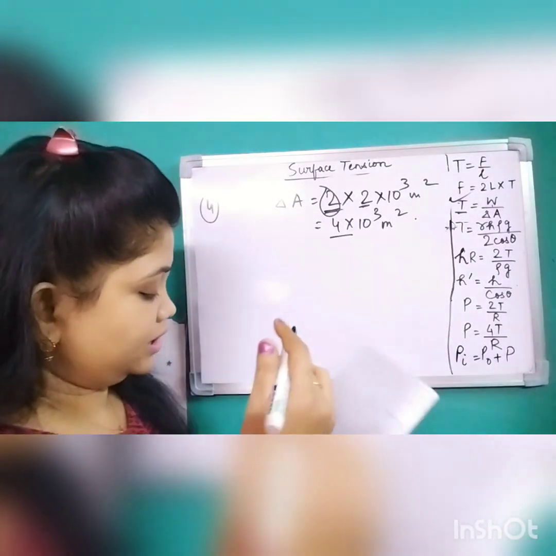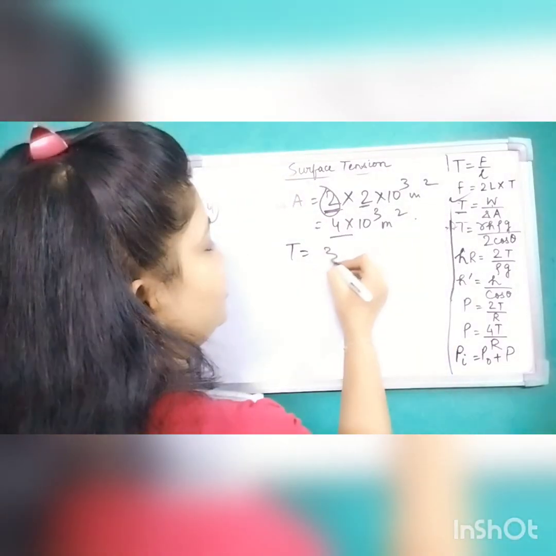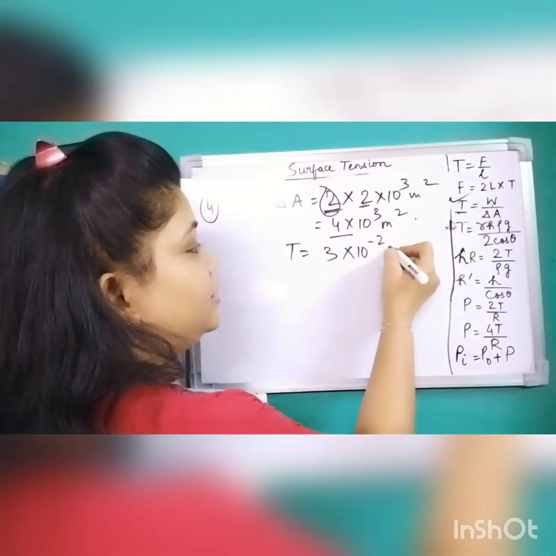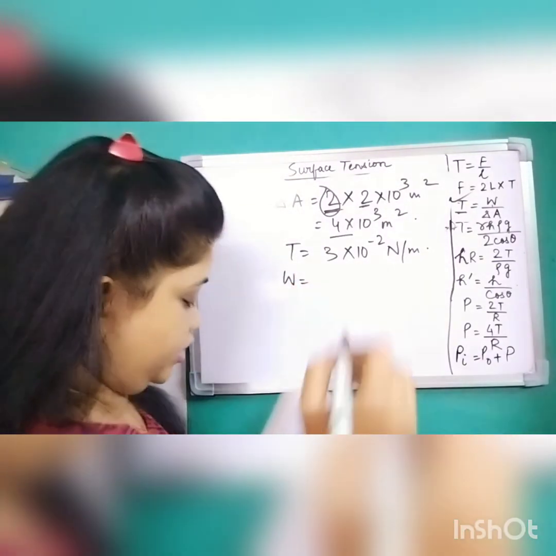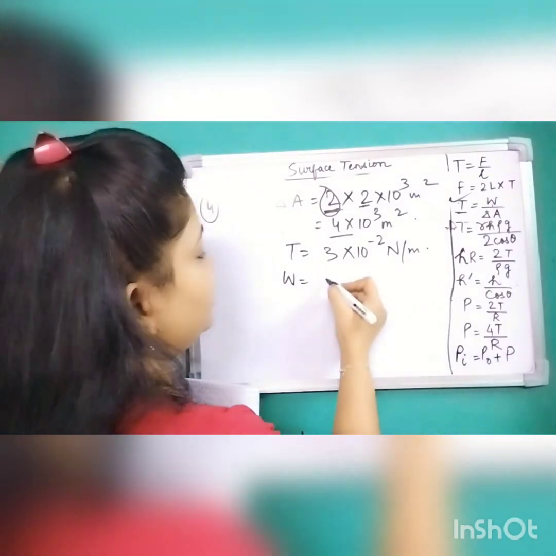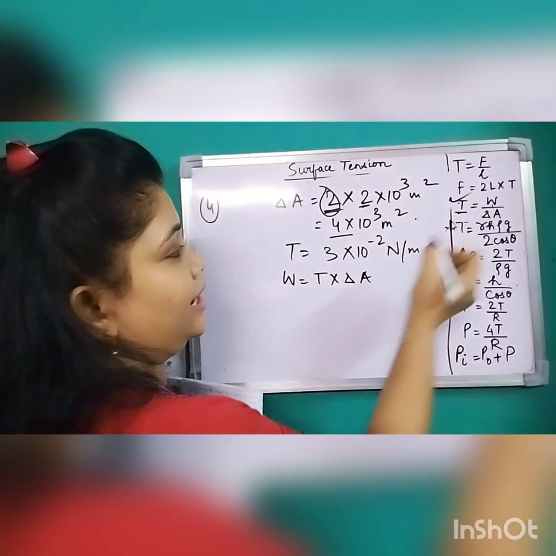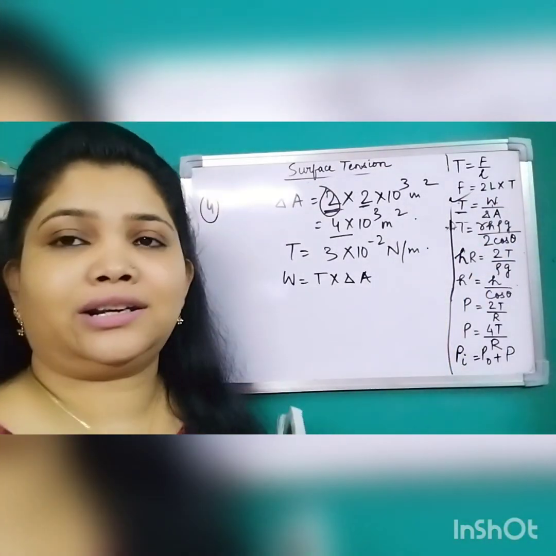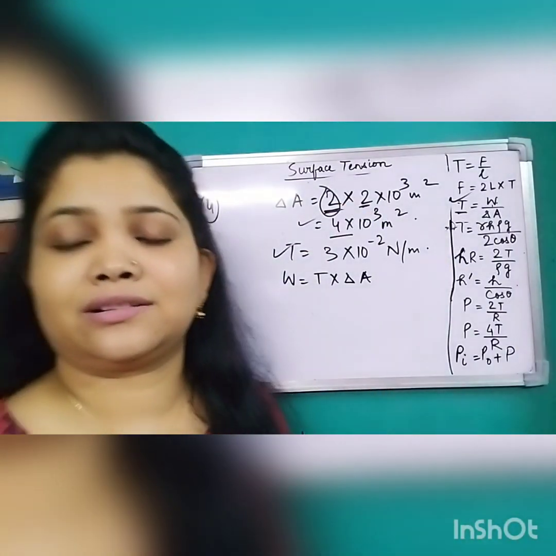Okay, and what is the tension given over here? Tension is not given, so you just pick the value from what was given before. So it's Newton per meter. You're asked to find out the work done. Work done is nothing but tension into delta A. W is equal to T into delta A. So you know delta A, you know T, put it, solve it and get the answer.